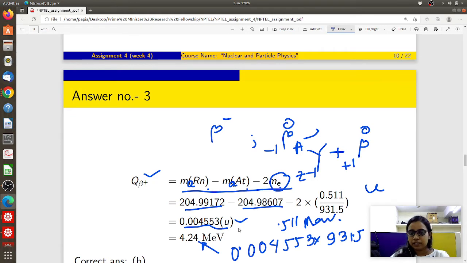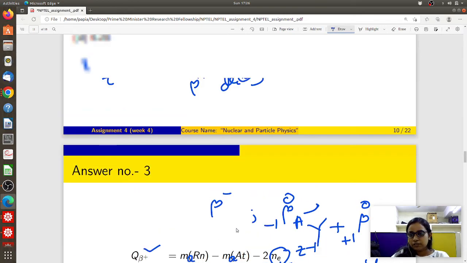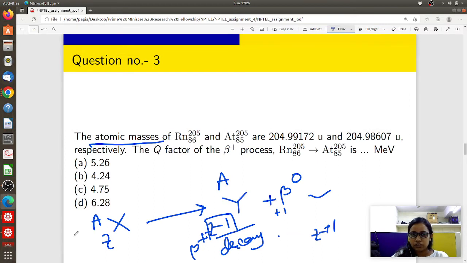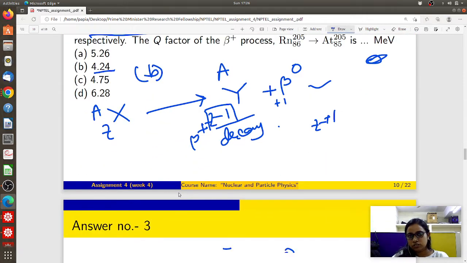in that MeV range. You have to give the answer in MeV. Yes, this one. So that means 4.24 MeV will be there, and is given in that MeV range. So that means the answer will be B. Okay, so this is the third question.